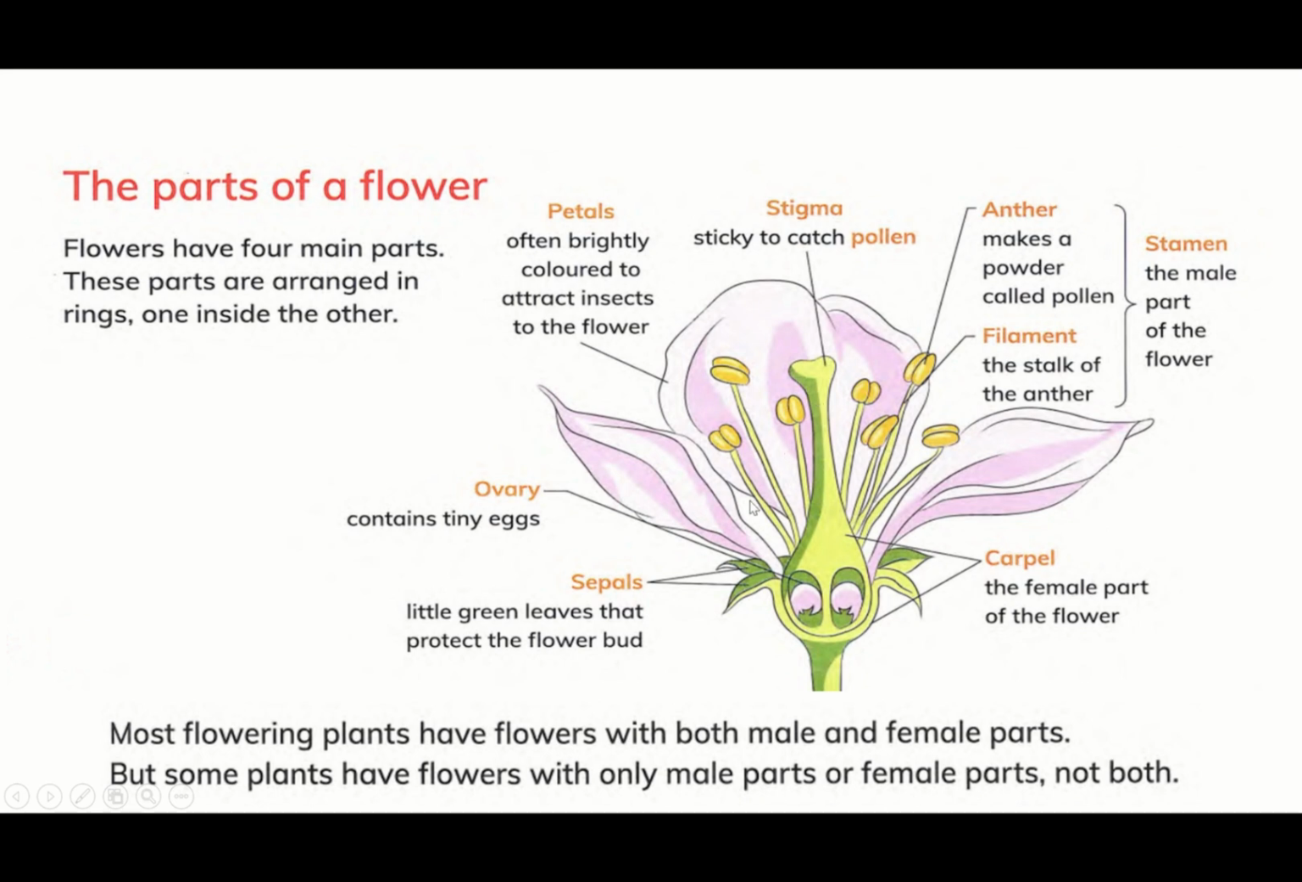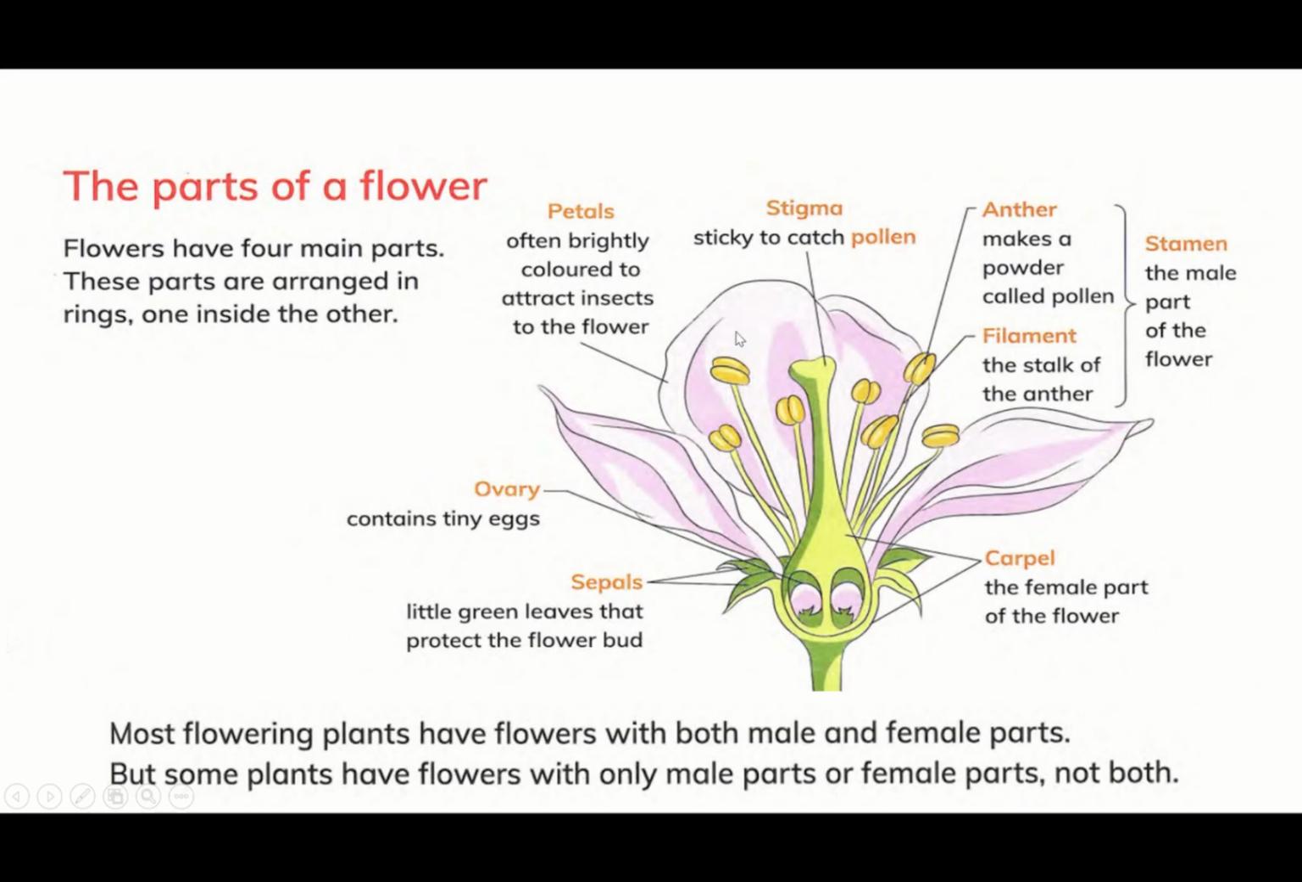And what are the other parts of the flower? Sepals, the little green leaves that protect the flower bud. These little green leaves protect the flower bud before opening, guys. It means that before a flower opens, it is covered by green leaves to protect it from insects or any other external effects. So this protects it until it is ready for opening. So this is the sepal, the green leaves that protect the flower bud.